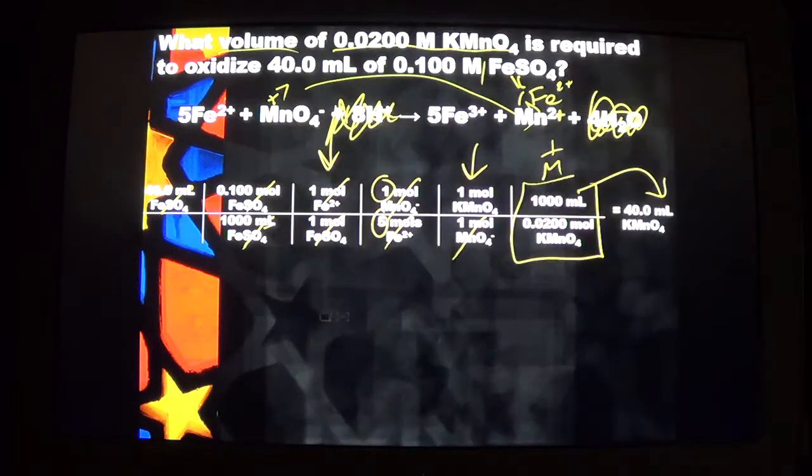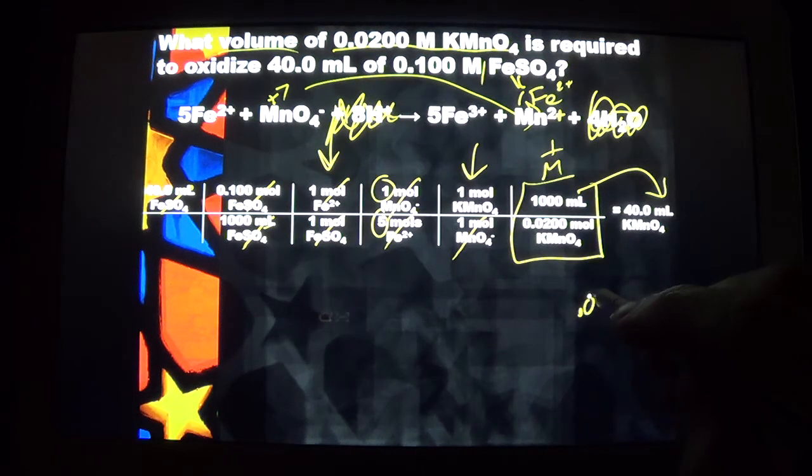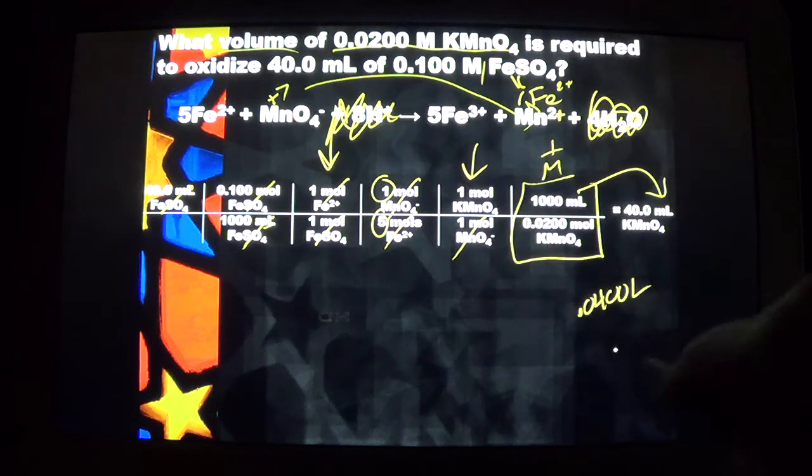Now the question did ask what volume, so I could have solved for liters just as easily and that would have been fine. The point is, of course, that you get either 40 milliliters of potassium permanganate or 0.04000 liters, one of the two.